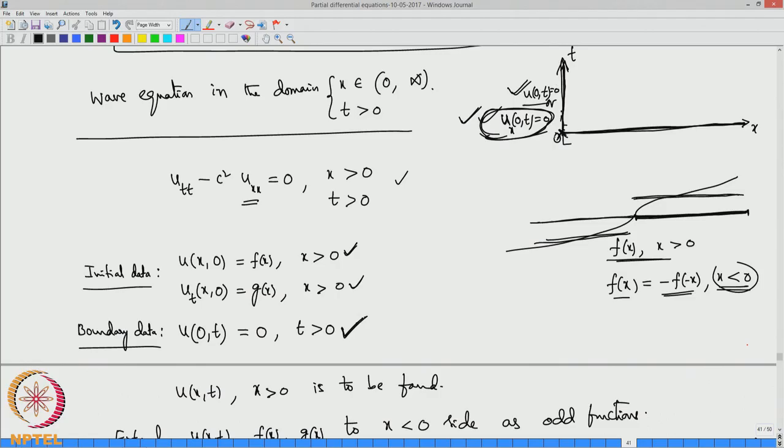I will try to see that one, and what are the other boundary conditions we can give at x equal to 0 in the semi infinite domain. We will see that in the next video.